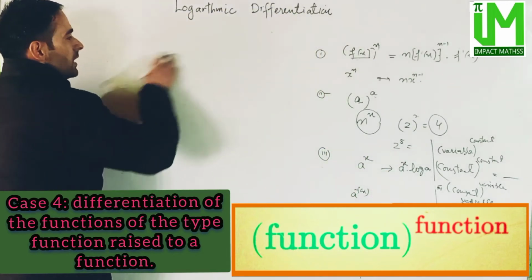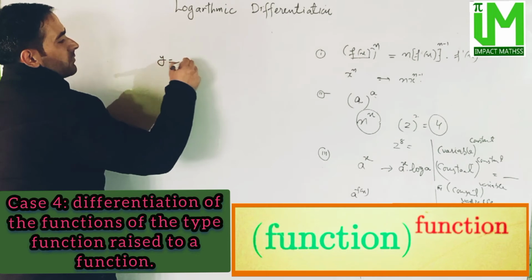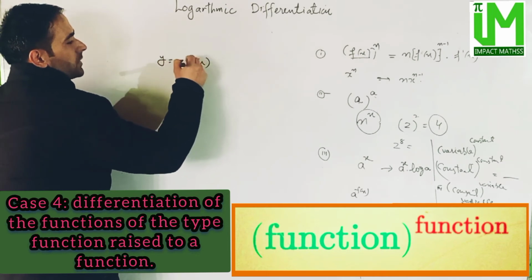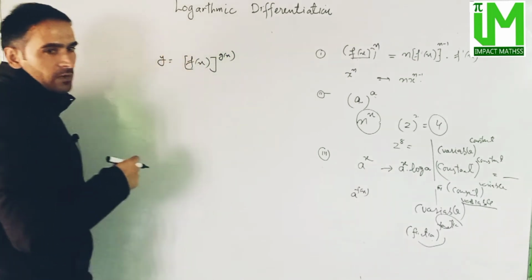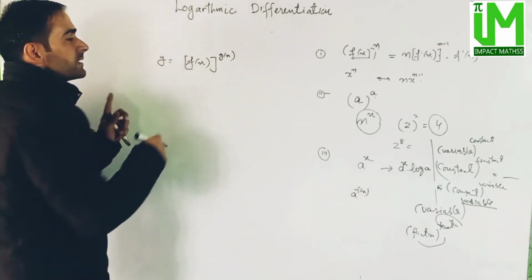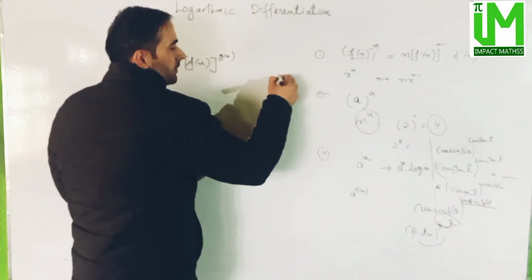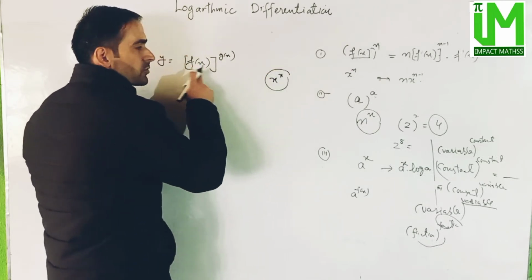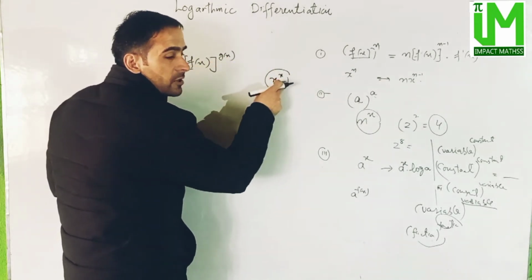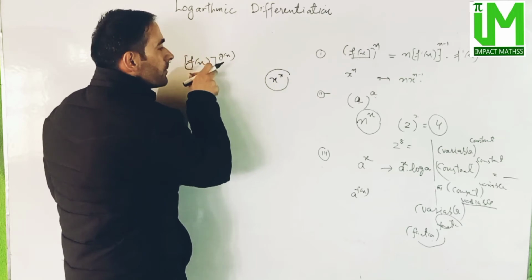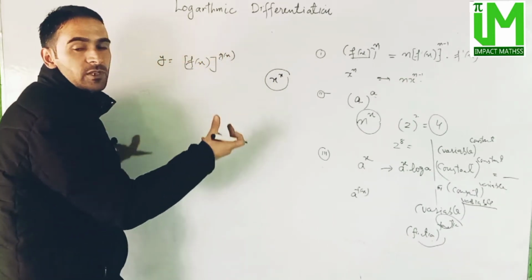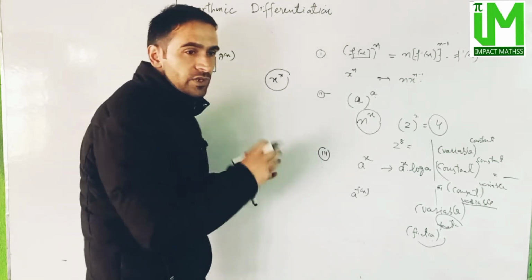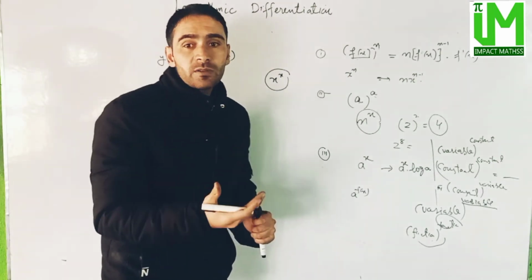So if we have, say, y as any function, say f of x raised power g of x, okay, f of x raised power g of x. As we can write x raised to power x, where the value of f of x is x and the value of g of x is x. So it will be f of x raised power g of x, that is, one function raised power another function, okay.